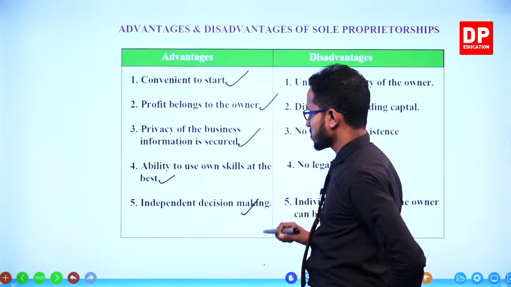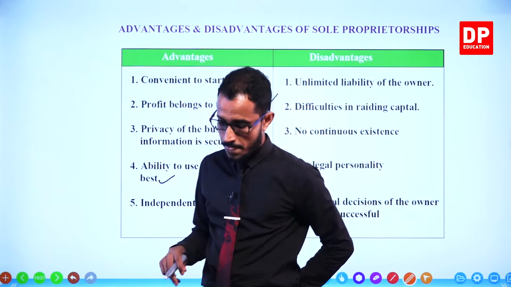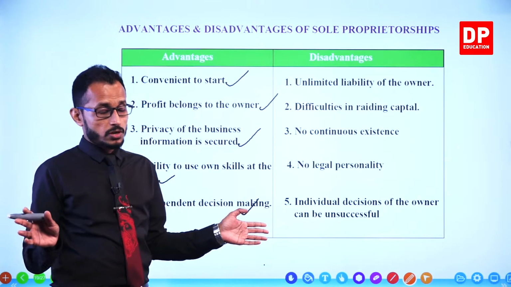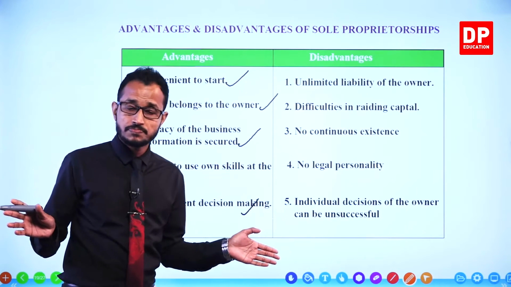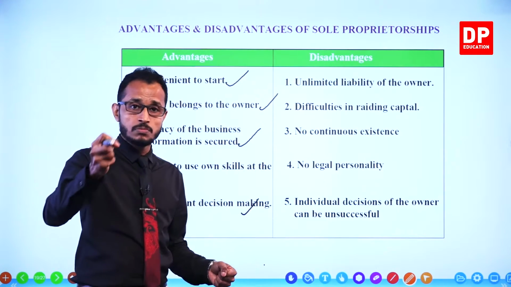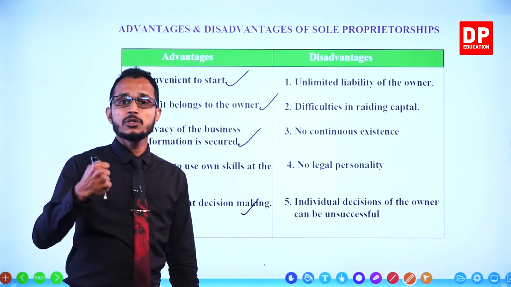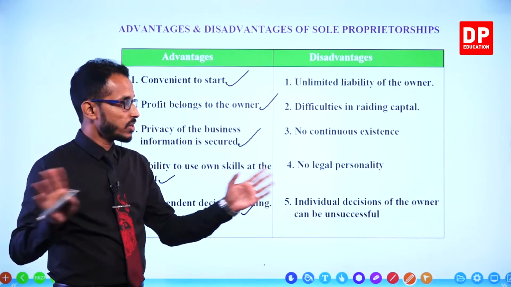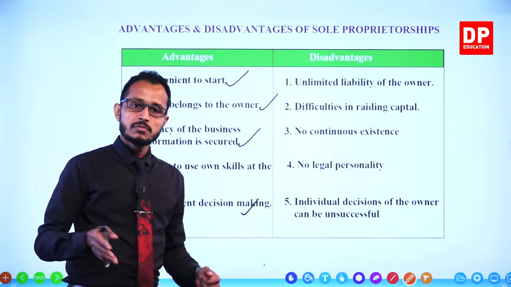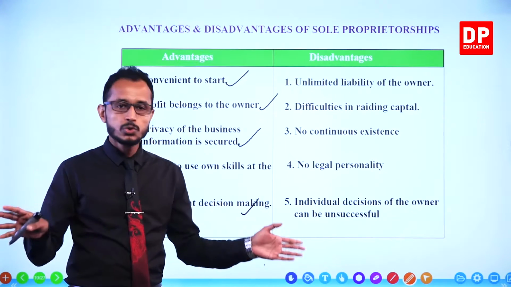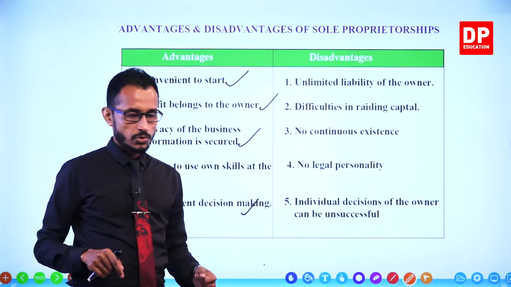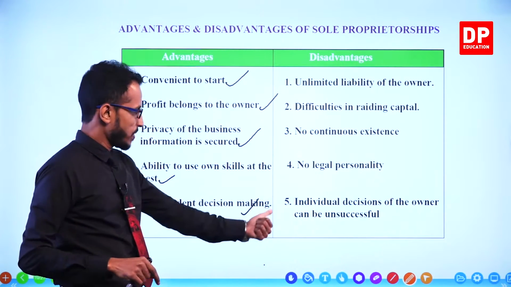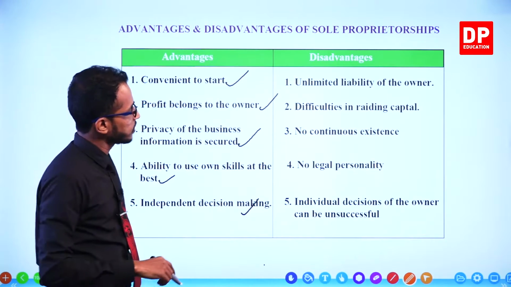Again, we talked about this several times. No need to ask anybody. You're working under nobody. You're your own boss. Be your own boss. No other bosses. So you can decide whatever you want, whenever you want, and do according to your own will. Independent decision making. Advantage.